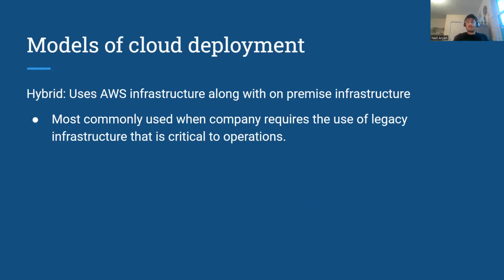Well, there's also a hybrid model. And in this, you use AWS infrastructure with on-premise infrastructure. This is most commonly used when there is company requirements of legacy infrastructure that is mission critical to operations.